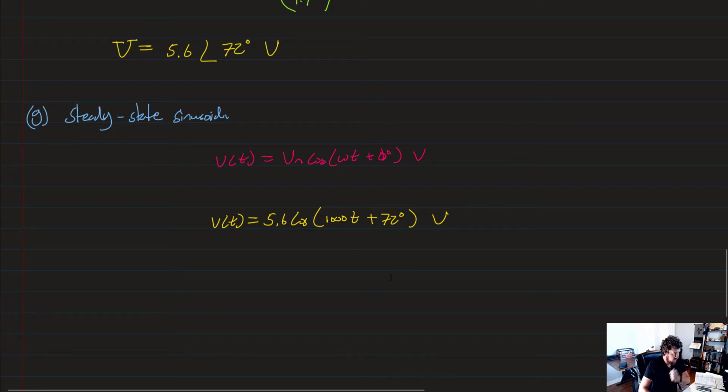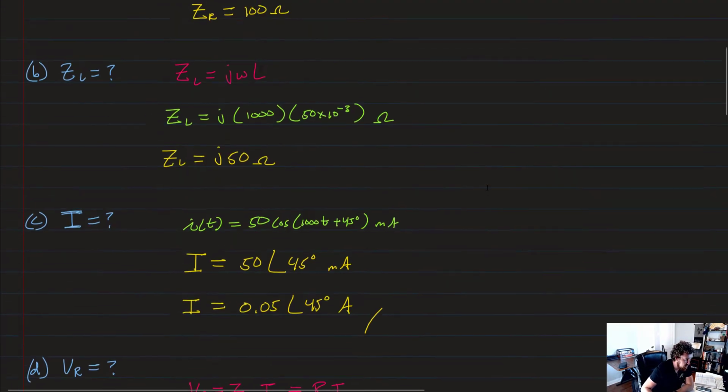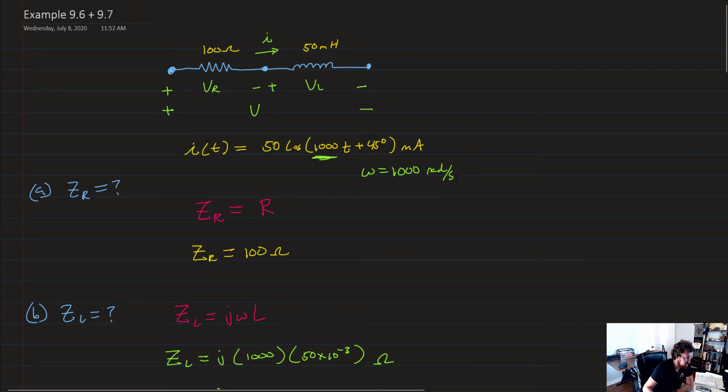And there you have it, all the way from the top. We're finally doing some work on circuit elements. We had this circuit here, 100 ohm resistor in series with a 50 millihenry inductor and a current of 50 cosine 1000 t plus 45 degrees milliamps. We found the impedances of the resistor and the inductor. We found the voltage drop across the resistor and the inductor. We found the voltage drop across the entire circuit by summing them up. And then we finally found that steady state voltage.